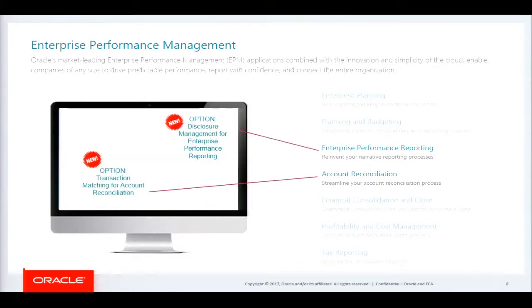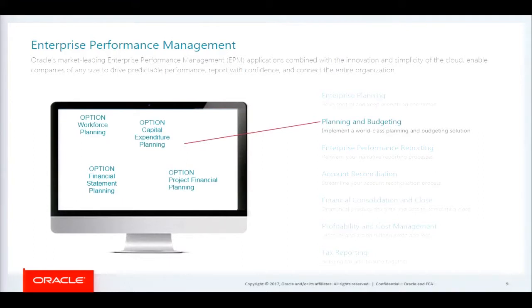For EPRCS, we have Disclosure Management, which came out officially, well, it was distributed last month, but it is officially available and purchasable as of about a week ago. And for Account Reconciliation, we have Transaction Management, new since last year. We've added 4 modules for PBCS: Workforce Planning, CapEx, Financial Statement, and the Project Financial Planning options. All of these are new since last year.